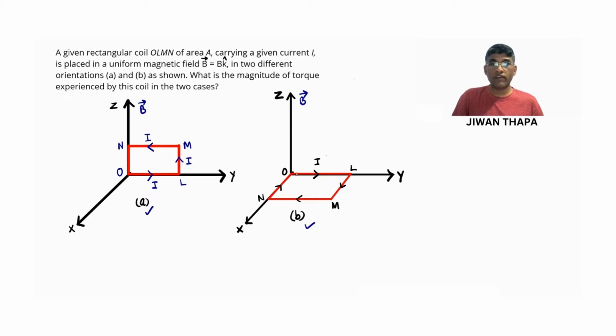Okay. So in figure B, we have rectangular coil OLMN of area A. So we find the area in figure A and figure B is the same in magnitude. And the rectangular coil OLMN is placed in a uniform magnetic field vector B.